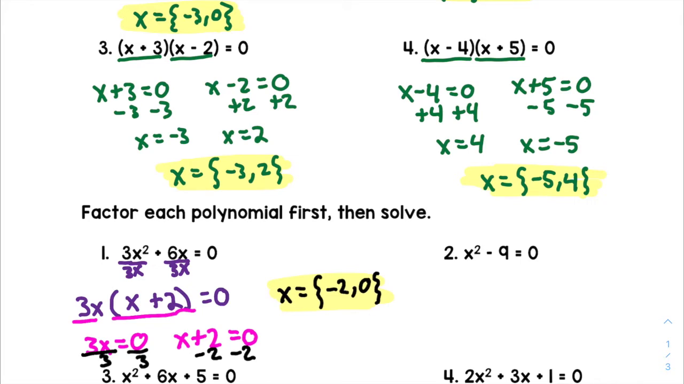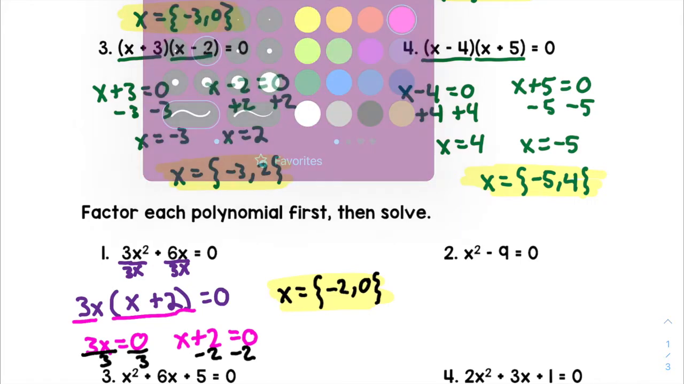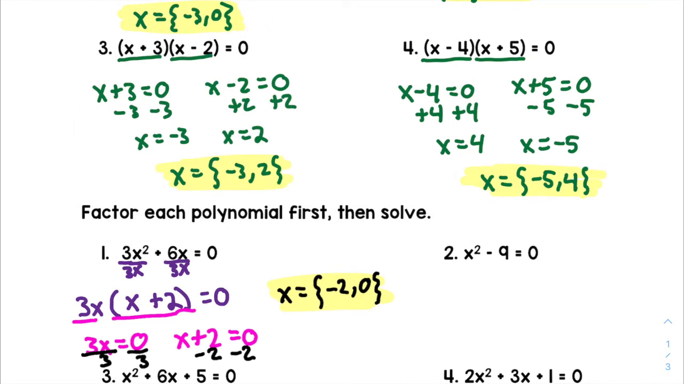Problem number 2, let's go on to factoring this expression first. Is there a GCF for these two terms? Do they have anything in common? No, they do not. The next option that we're going to think about is, since there are two terms and it's a difference of two terms, this type of expression could be factored using the difference of squares method.